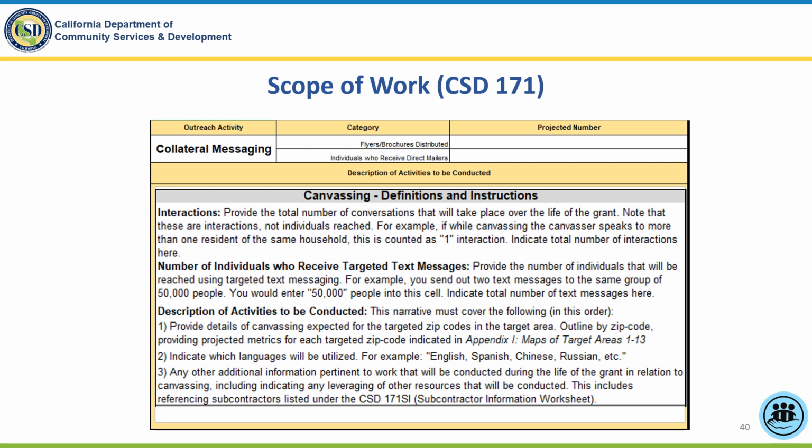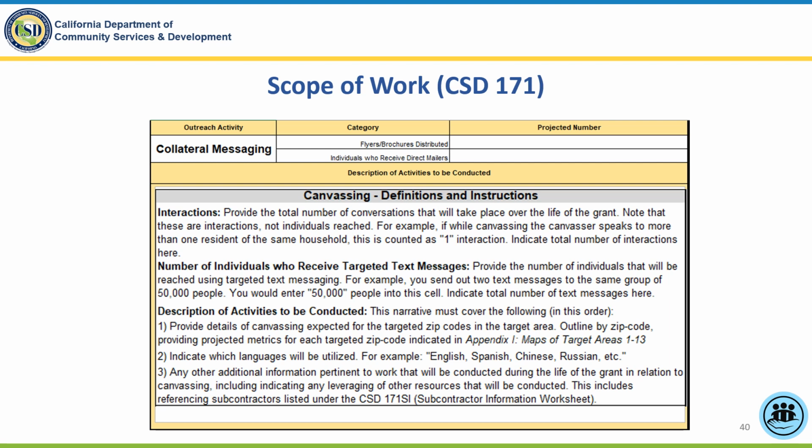In terms of individuals receiving flyers or brochures or direct mailers, the projection numbers should include the number of people reached. This means that leaving a stack of materials at events or locations is not applicable for this category. Materials should be handed or mailed to a specific person to be counted. In the description of activities, detail how many times various collateral messaging activities will be conducted. Again, if your organization will not be conducting collateral messaging outreach activities, leave all the projections blank and type NA or not applicable under description of activities to be conducted.